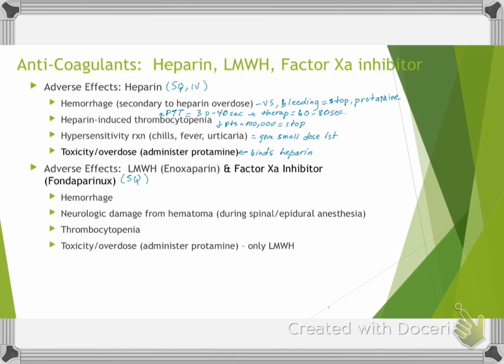Thrombocytopenia, so we can monitor for platelets. So we're going to check platelets. And we're going to stop if below 100,000, just like we said before. Toxicity and overdose, we're going to administer protamine just like we would with heparin, but this is only for enoxaparin. Okay.